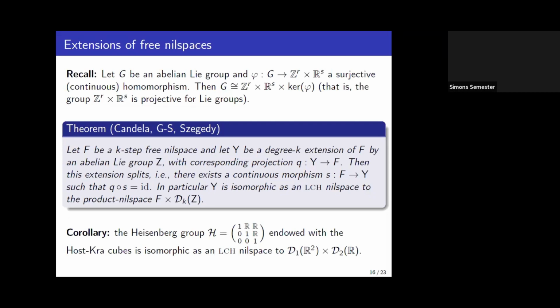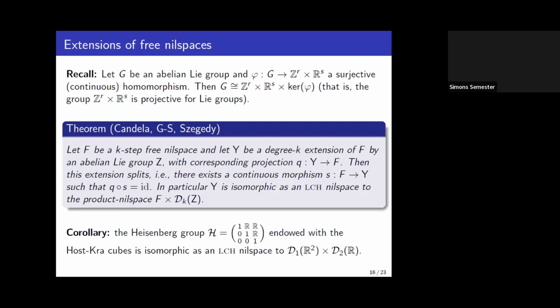And again, coming back to abelian groups, we have this very nice property of groups of this type, Z^r times R^s. It's called projective, but it just means that if you have a surjective homomorphism from G to one of these groups, then essentially G, provided that it is a Lie group, is this group times some other subgroup, some kernel. And here we have this intermediate, but also important result that says the following: if you have an extension of a free nilspace, it splits. So again, as you can see, this is the generalization of this thing for nilspaces. You just change the notion of extension and everything works just as fine.